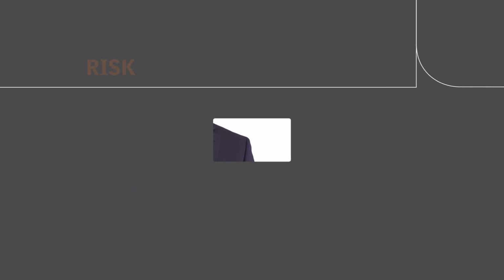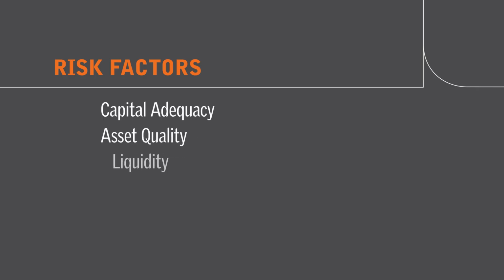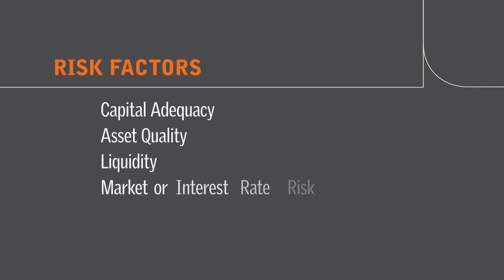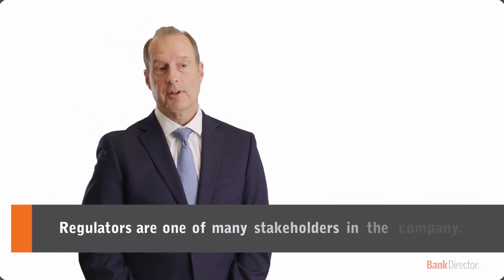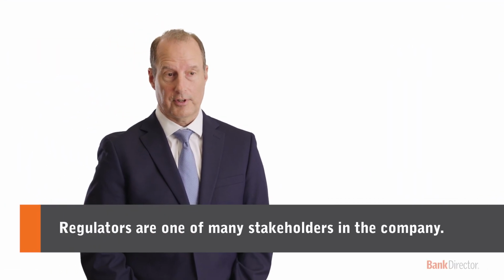When incorporating risk into the CEO evaluation, the board should look at at least 4 factors. One is capital adequacy, another one is asset quality, a third is liquidity, and the fourth is market or interest rate risk. And with regulators, they should be treated as one of the many stakeholders of the company, not the primary stakeholder.